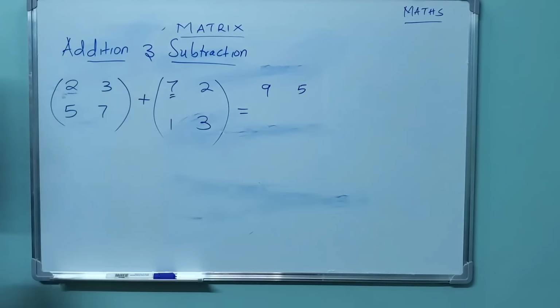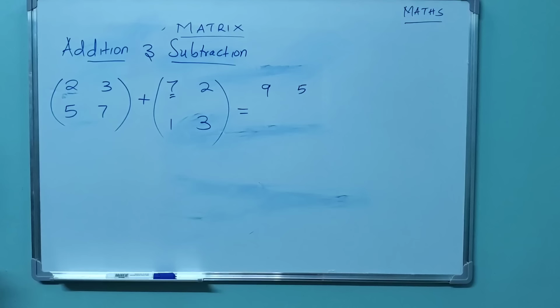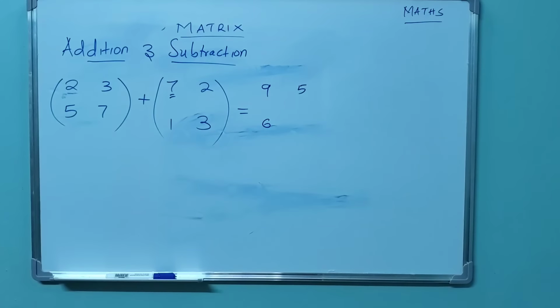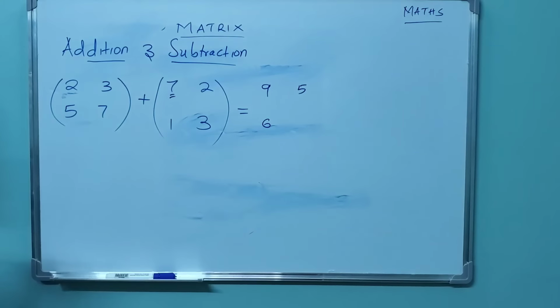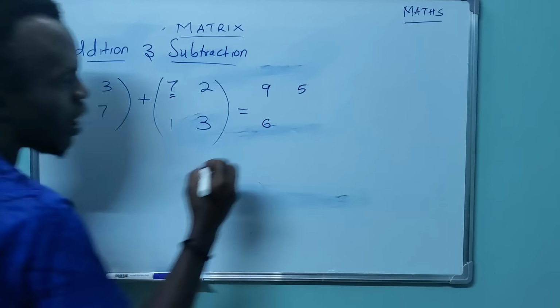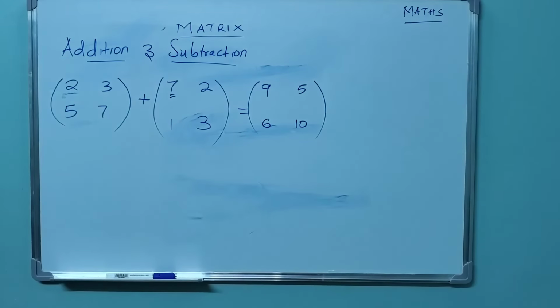Then again, for the 5, I'm going to have 5 added with 1, whereby I'll have 6, because 5 and 1 are in the same position on those two different matrices. Also, 7 and 3 are located in the same position on those matrices, which means if I add 7 plus 3, I'm going to have 10. So the addition of matrix 2, 3, 5, 7 and matrix 7, 2, 1, 3 is going to give us a matrix 9, 5, 6, 10.